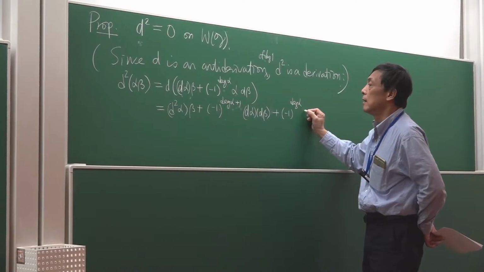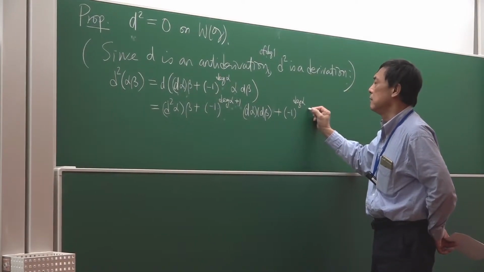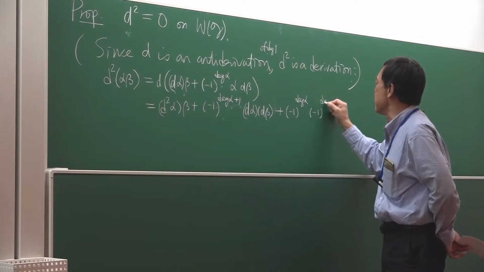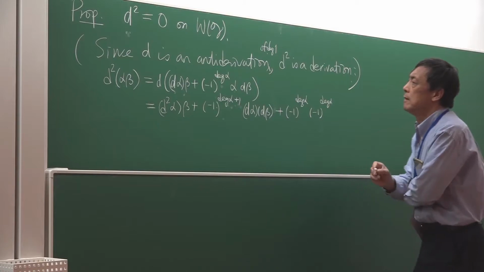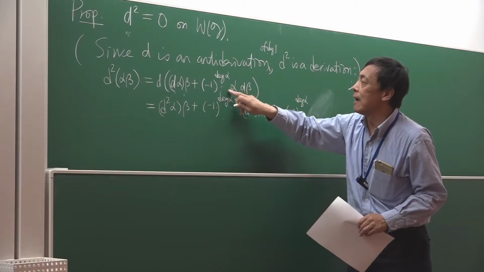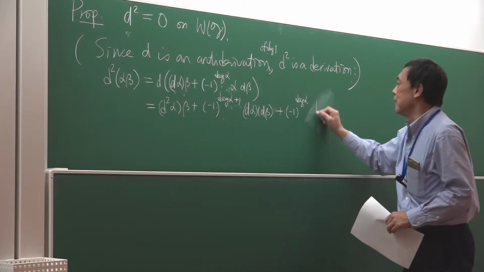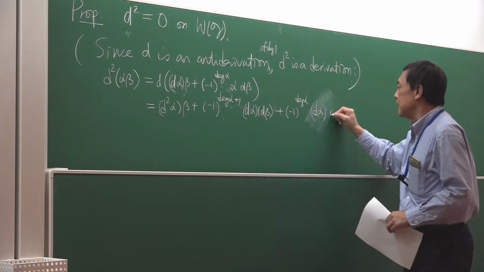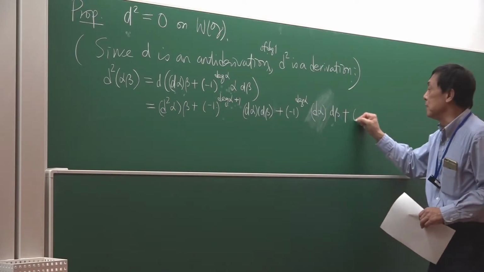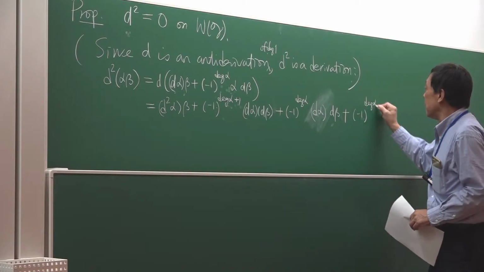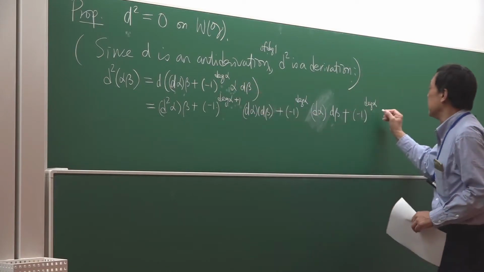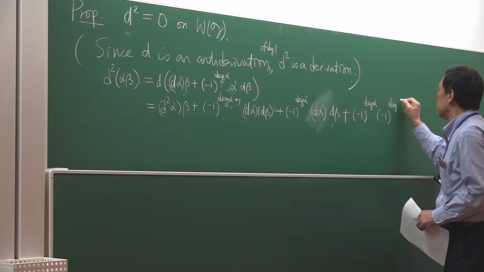Oh, I see. So it's another -1 to the degree of alpha. Is that right? Oh, no, just a minute. Yeah, no, first I put D here, right? So I have D alpha d beta, right? And then the last term is minus 1 to the degree of alpha, and then I move d across, so I get another one, minus 1 to the degree of alpha.